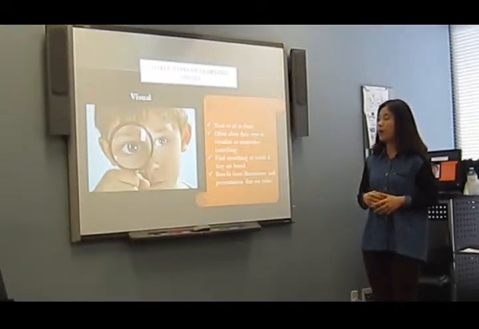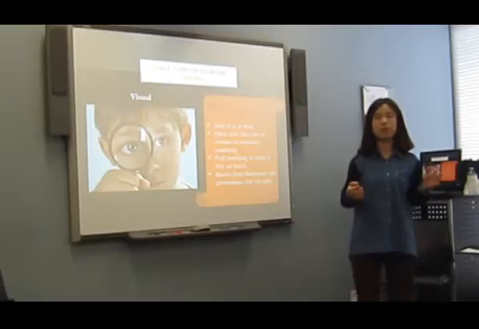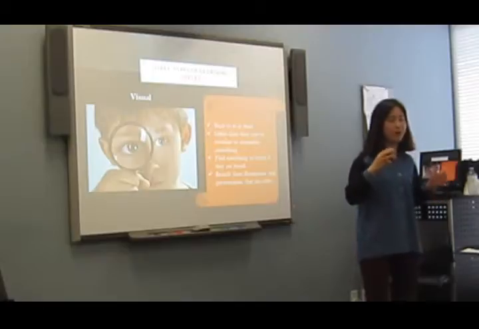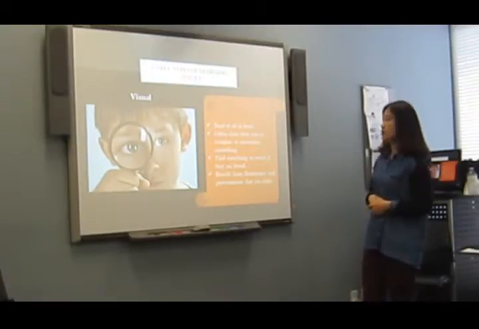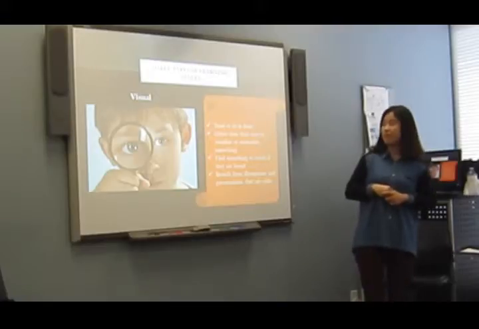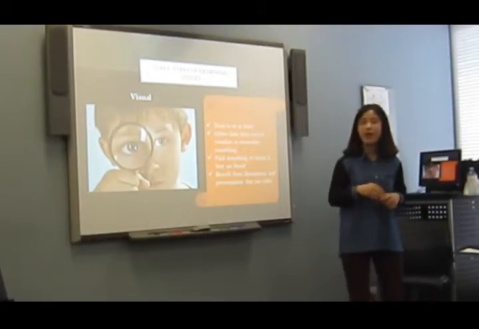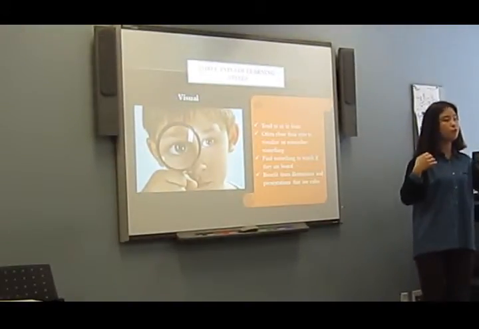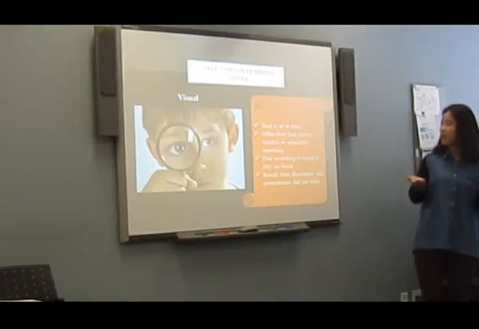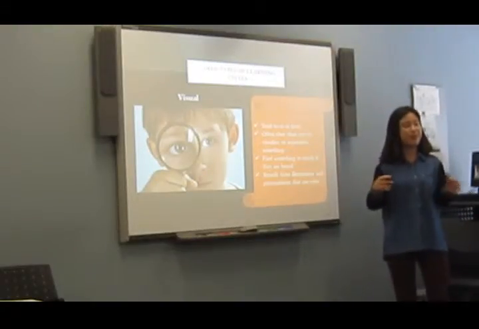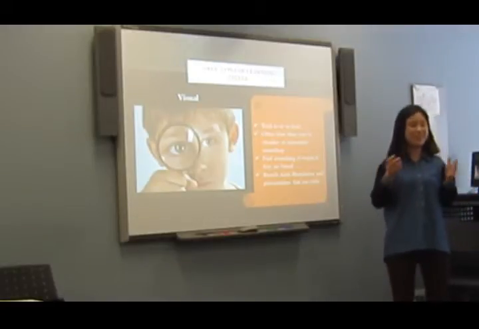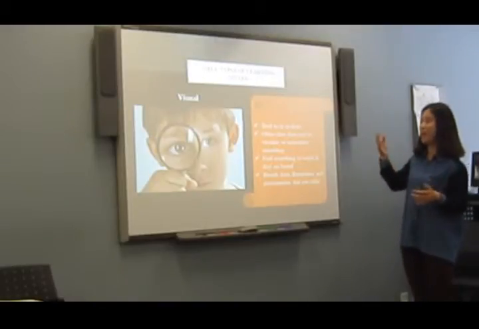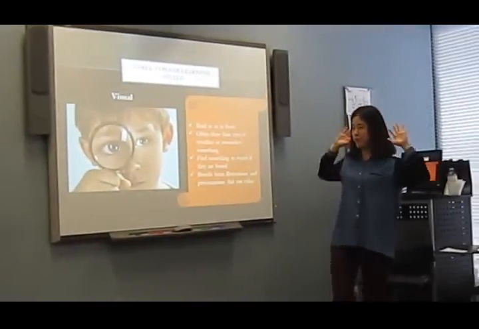Well, there are a lot of learning styles, but I chose only the 3 main styles, which are the most important. The first one is visual. As you can see in this picture, visual learners like to see or watch what they want to learn. So they tend to sit in front. This is not because they are teacher's pet or something, but just because they want to see and not be disturbed by other people.